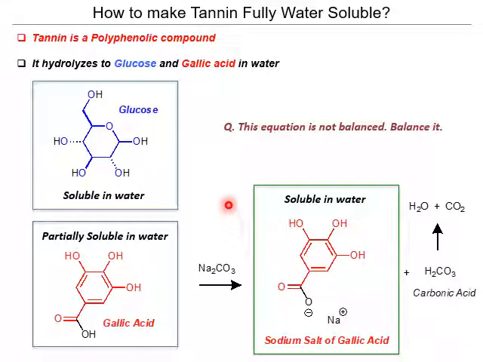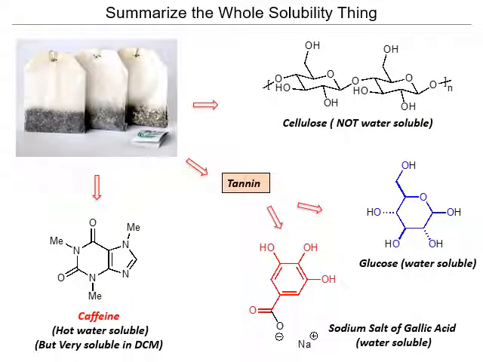But you can use this to your advantage, because as we saw earlier, that tidbit of information is that caffeine is actually soluble in dichloromethane. Are these compounds soluble in dichloromethane? We'll see right now. So to summarize, caffeine is soluble in hot water, as you can see when you dip that tea bag in hot water, but it's also very soluble in DCM, and we can use that as an advantage. Tannin, which is also in tea bags, tends to separate into glucose and gallic acid just by a hydrolysis reaction.